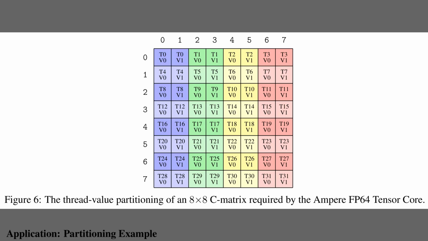So, Figure 6 applies those mathematical concepts to a concrete hardware requirement. This grid visualizes the specific thread value partitioning for an 8x8 matrix on an NVIDIA Ampere FP64 tensor core. Each cell displays a T label for the thread ID and a V label for the value index, indicating exactly which thread processes which data element. Notice that the pattern is not linear. For example, thread 0, marked T0, handles adjacent values in the first two columns, while other threads fill the rest of the row in a swizzled arrangement.